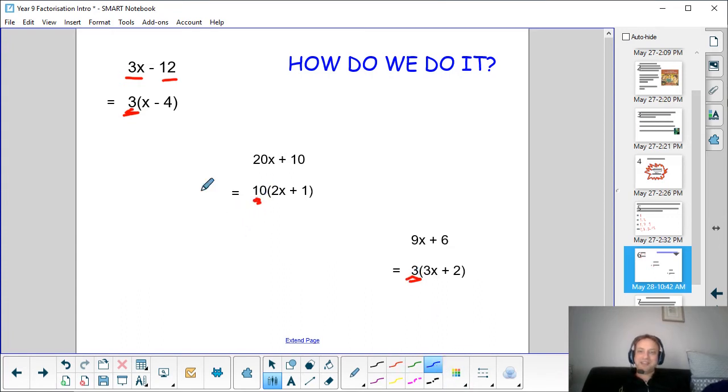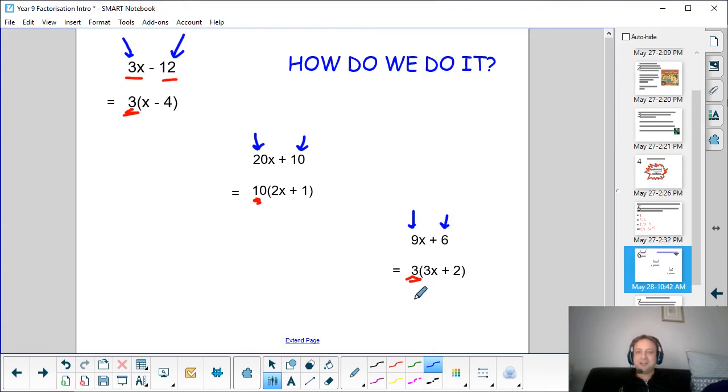If you can find these numbers and find the right number to put out the front, then you're well on your way, right? And these numbers, like 3, 10, and 3, are going to come from looking closely at what you've been given to start with. I've been given a 3 and a 12, and this is the number I'm choosing to put out the front. Same thing here, I look at 20 and I look at 10, and for some reason or another, 10 is what I put out the front. And from 9 and 6, it turns out 3 is my best number to put out the front.